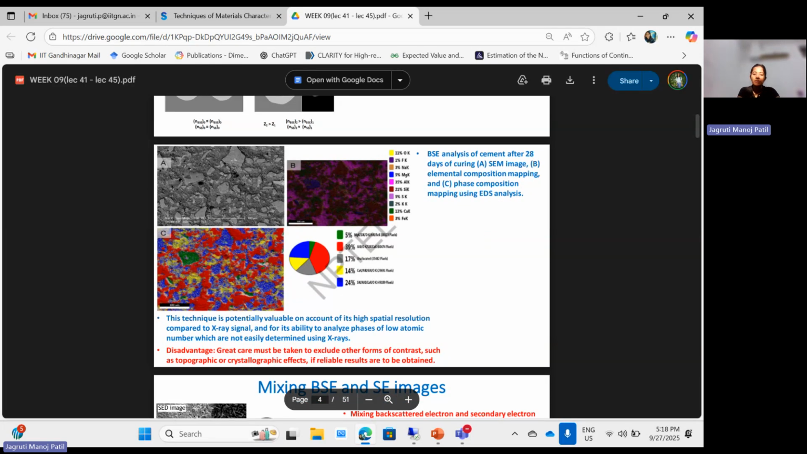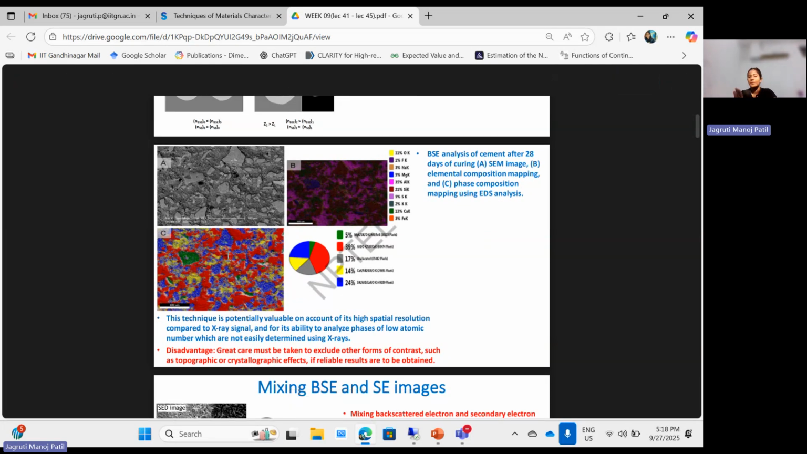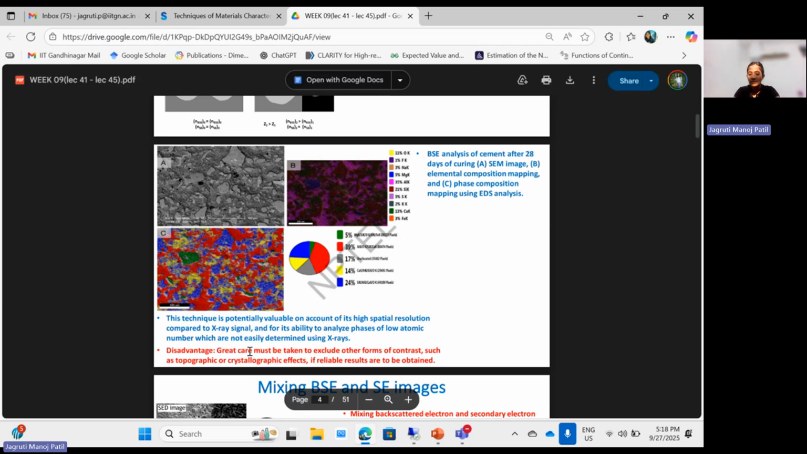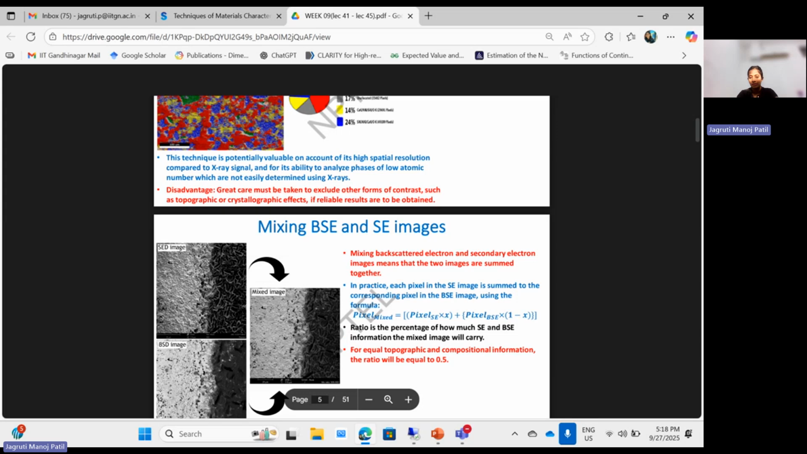Okay, now here they have shown how you can compare the spatial resolution, and with respect to it, how you analyze the phases of different atomic numbers using X-rays, which is not a very easy task. But it does give you some information on your elemental composition. There are disadvantages, though: great care must be taken to exclude other forms of contrast, such as topographic information, otherwise the results won't be that reliable.